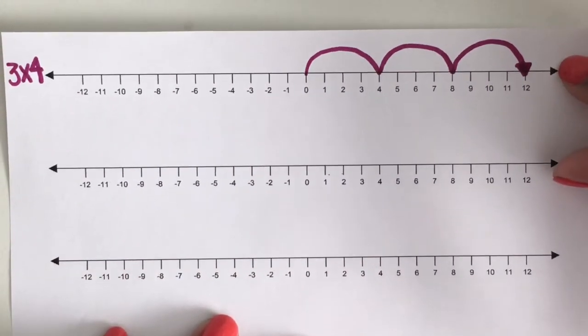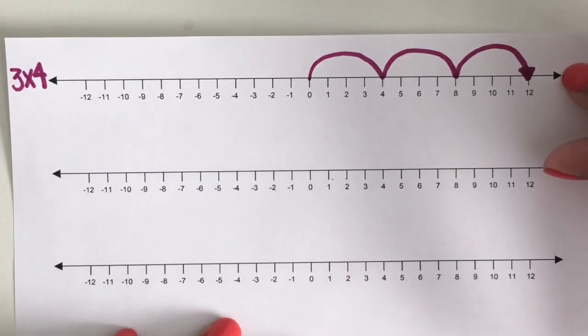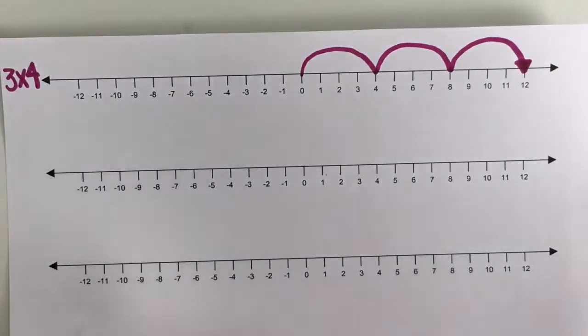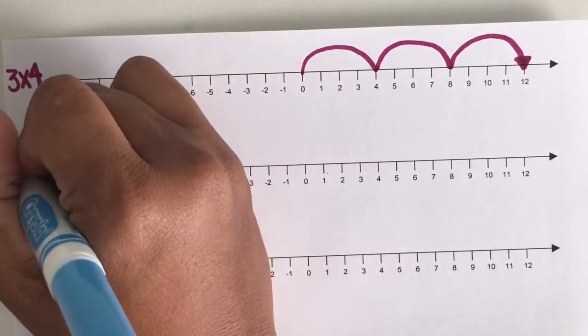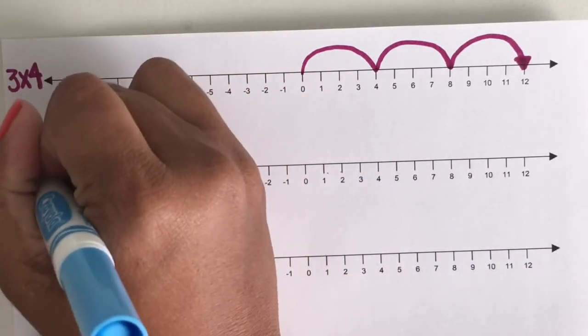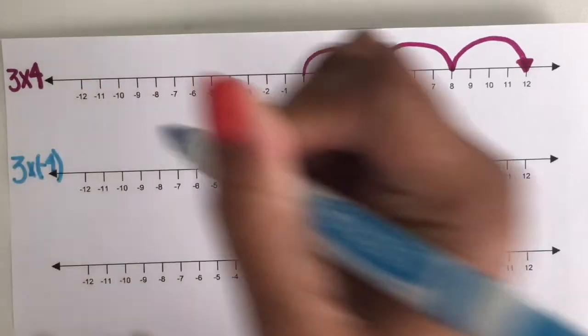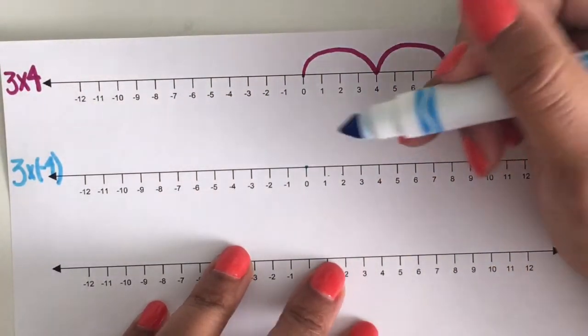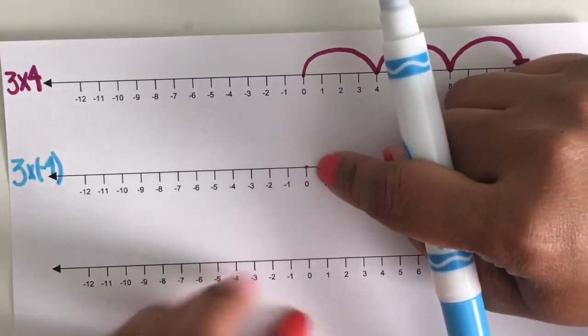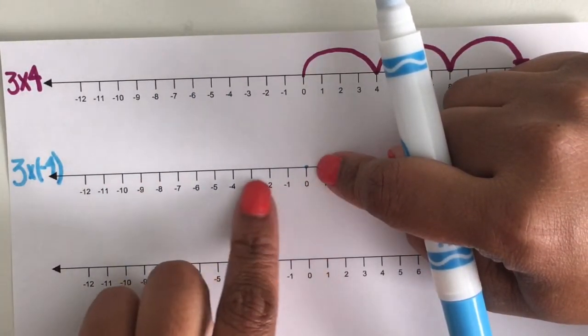Now let's look at what it's going to look like when I do 3 groups of negative 4. I'm going to use a different color. 3 groups of negative 4. Just like before, I'm going to start at 0. But if I'm looking for a group of negative 4, I need to go to the left.